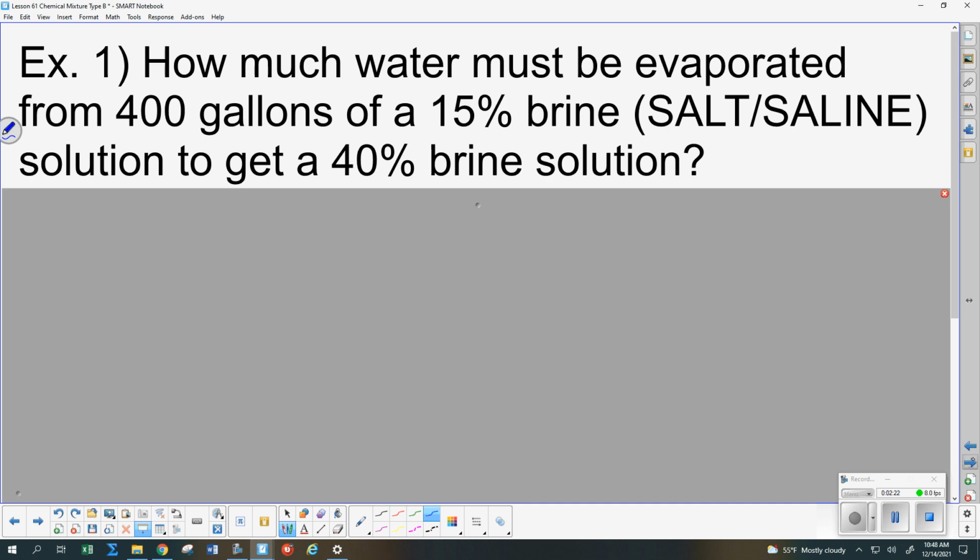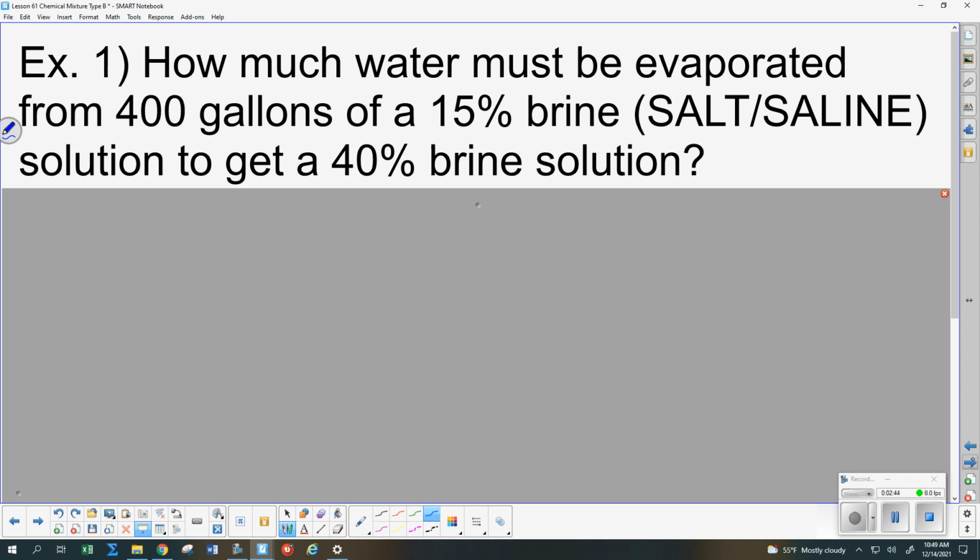So we've got a saltwater solution. Brine just means salt or saline. And we are going to start boiling that. What's going to boil off? The steam is going to be all water. The salt isn't going to boil out of there. The salt stays in there. It's just the water that boils away. And then we're going to end up with a lesser amount, and it's going to be 40% brine.